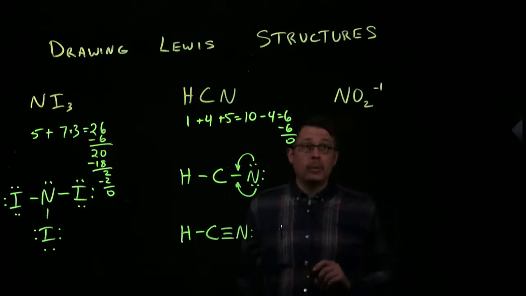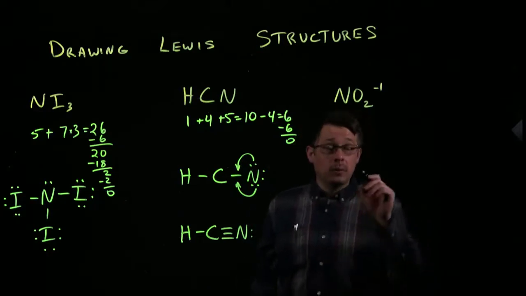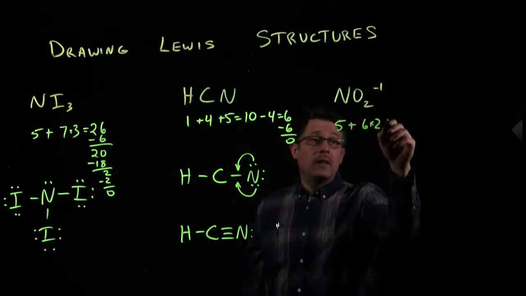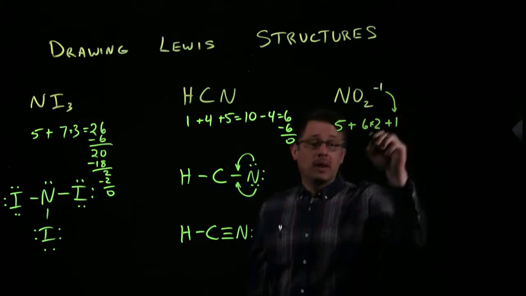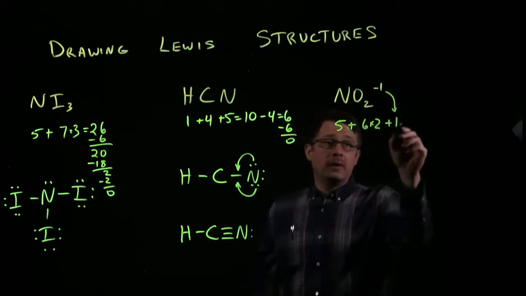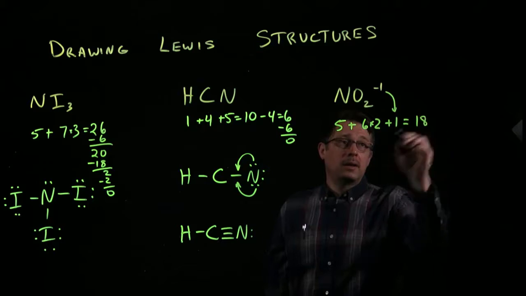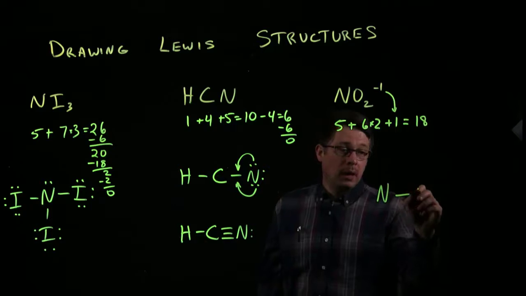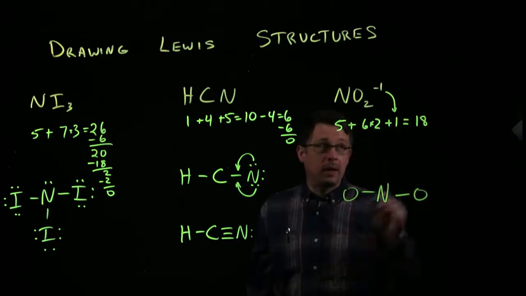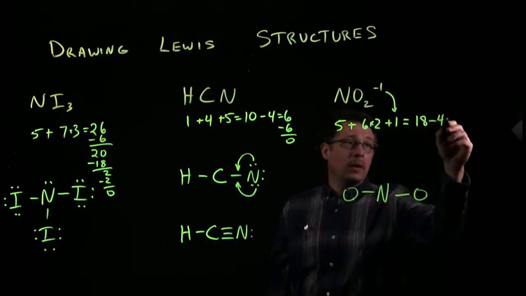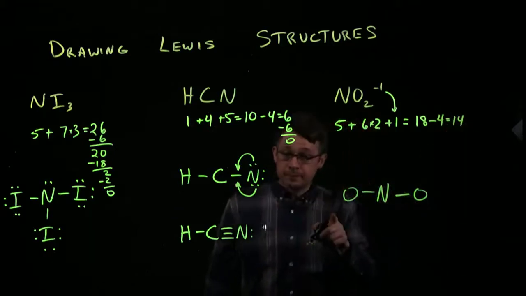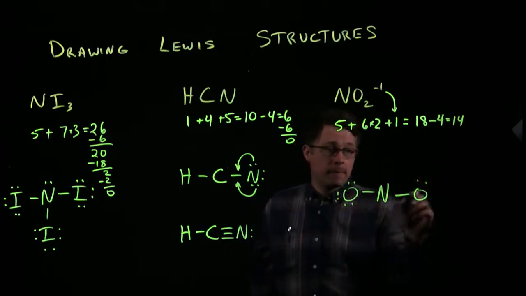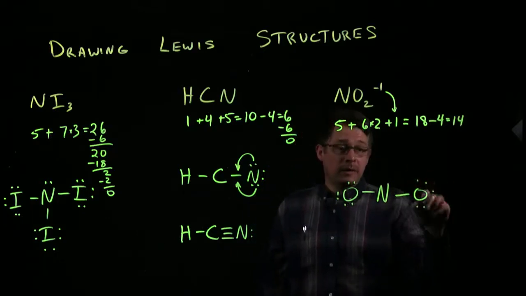Our last example really tests whether or not you use the rules correctly. So I have 5 electrons plus 6 times 2, and then I have to add 1 more because of that -1 charge. So 5, 17, 18 electrons. Now, central atom is written first, the nitrogen, and we use single bonds to connect all the atoms. That uses up 4. So I have 14 electrons left. Our next rule is to fill in the octet of the terminal atoms. That used up 6, 12.